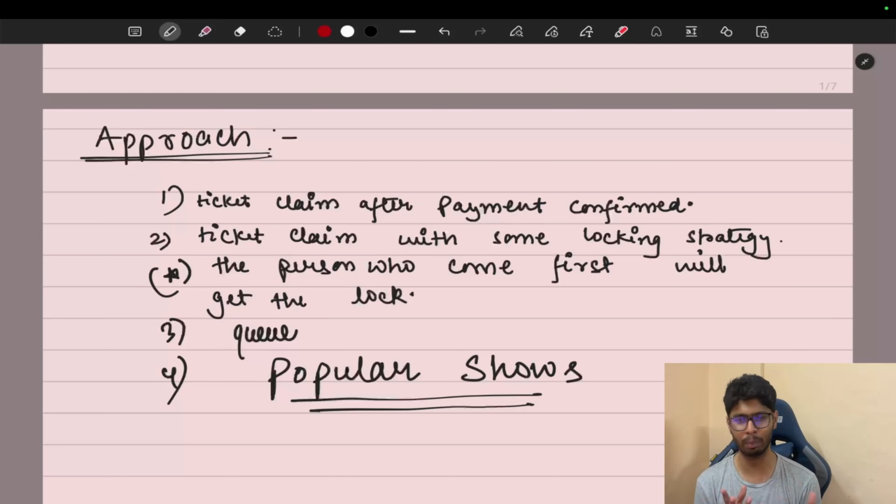There is a difference between the movie ticket system and the event booking system. That is the third and fourth point: queue and popular shows. So this is the second difference. When we see the concepts, we are going to understand the differences. So let's go. It is just a modification on the second point.